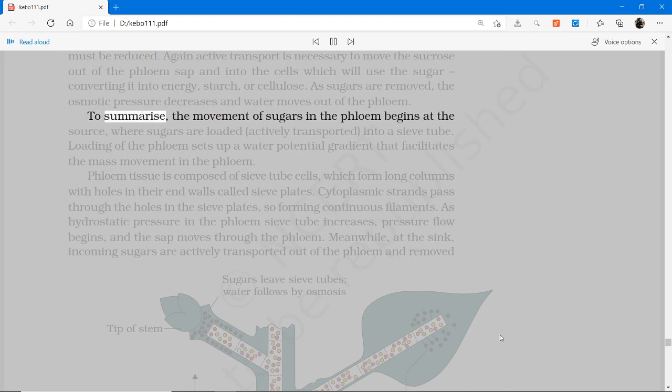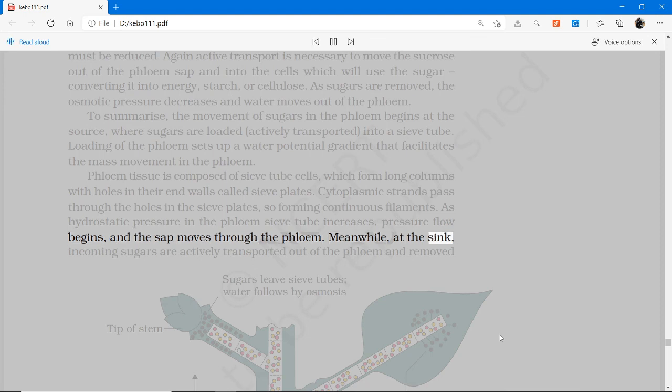To summarize, the movement of sugars in the phloem begins at the source, where sugars are loaded, actively transported, into a sieve tube. Loading of the phloem sets up a water potential gradient that facilitates the mass movement in the phloem. Phloem tissue is composed of sieve tube cells, which form long columns with holes in their end walls called sieve plates. Cytoplasmic strands pass through the holes in the sieve plates, so forming continuous filaments. As hydrostatic pressure in the phloem sieve tube increases, pressure flow begins, and the sap moves through the phloem.